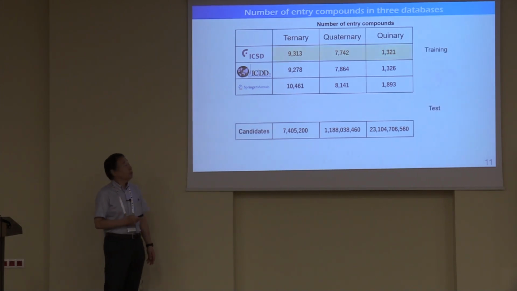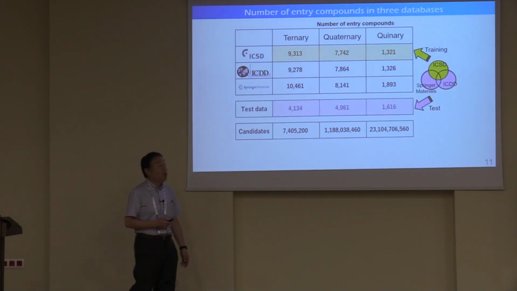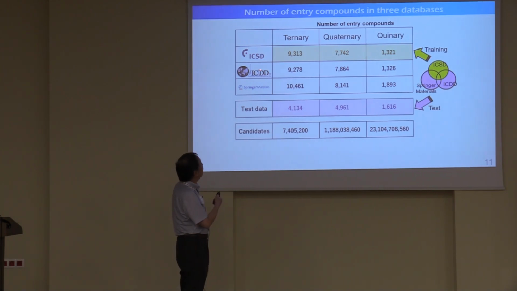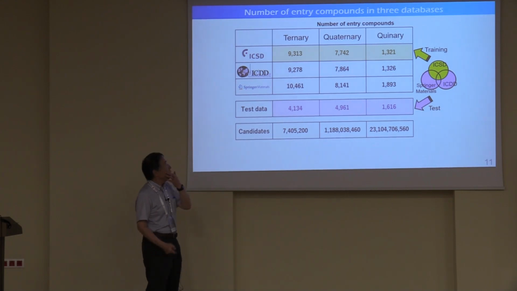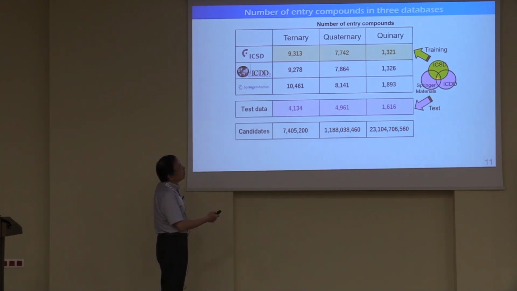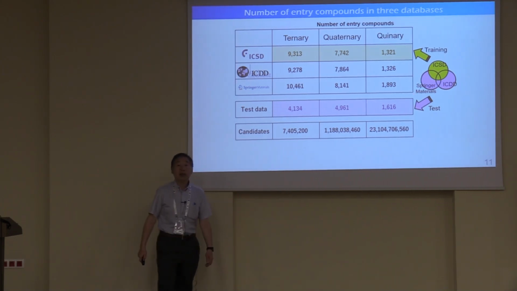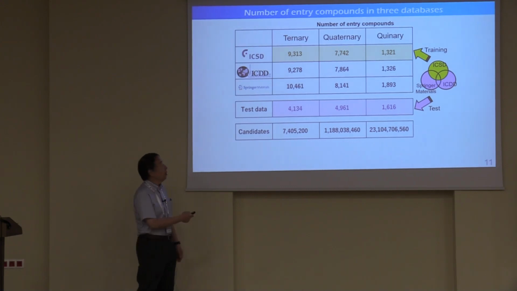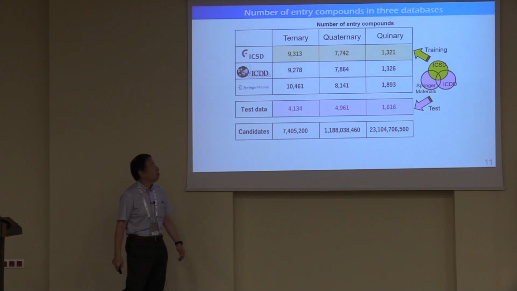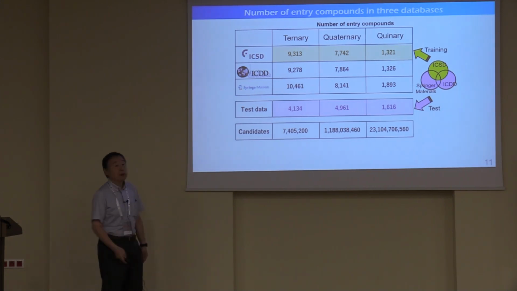And also, there is a huge overlapping between different databases. Similar to the talk yesterday, we use only ICSD data for training. And for the validation, we use this pink area, ICDD or SpringerMaterials, which is not included in ICSD, as a test set. These are the numbers of data in the test set. So let's see what happens.